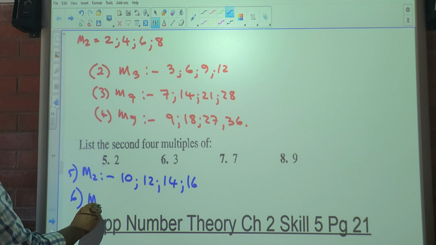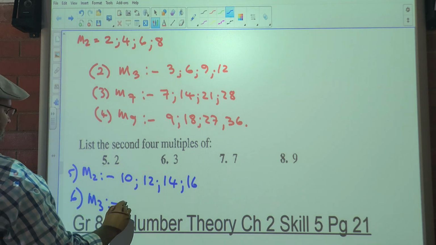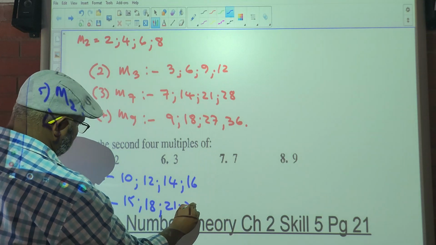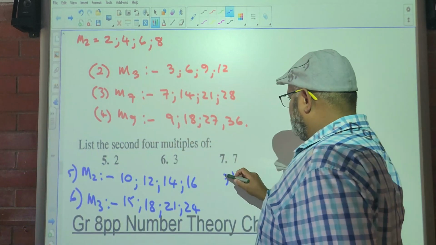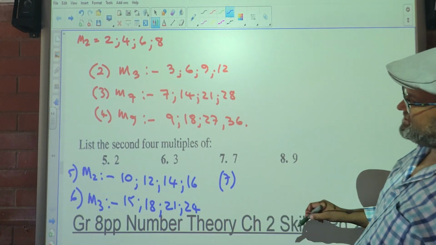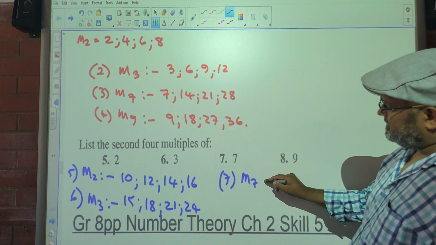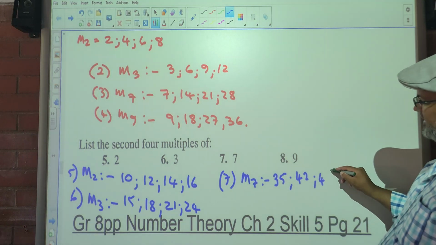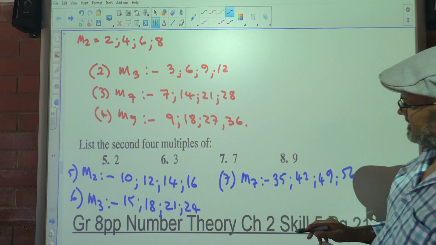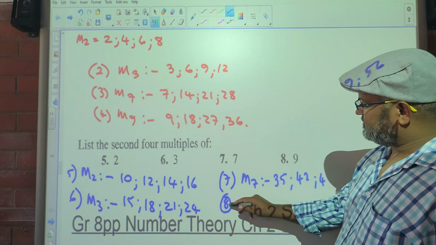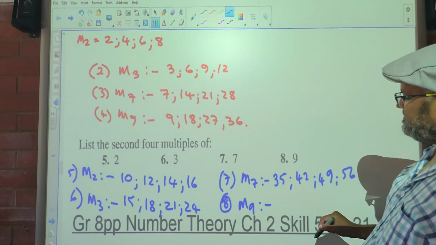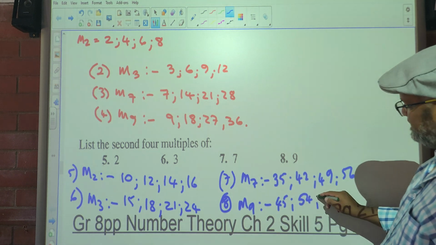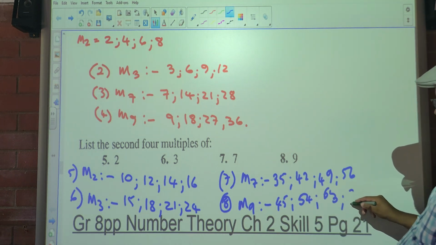What are the next 4 multiples of 3? 15, 18, 21, 24. What's the next 4 multiples of 7? The second 4 multiples of 7. 35, 42, 49, 56. Number 8. The next 4 multiples of 9. The second 4 multiples of 9. 45, 54, 63, 72.